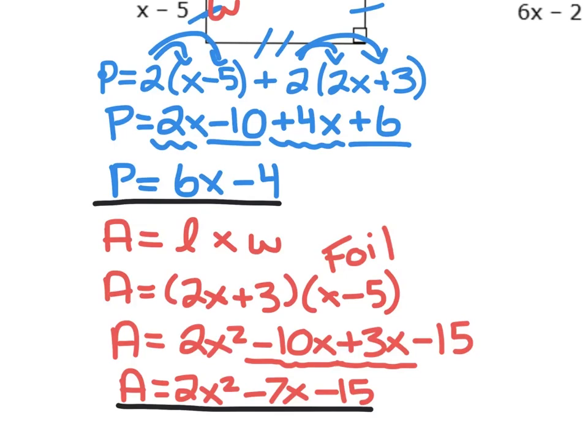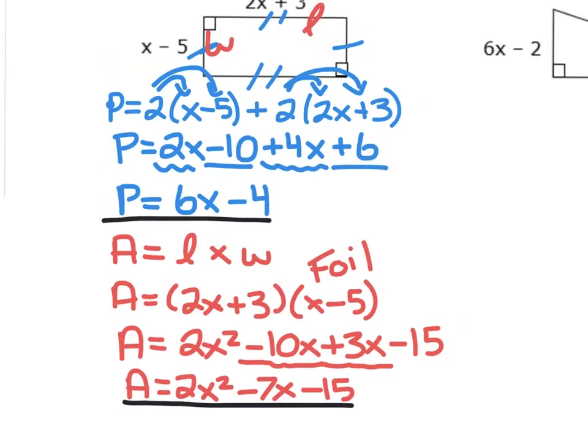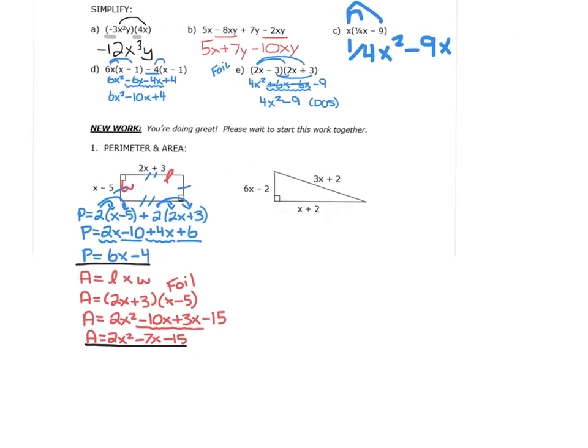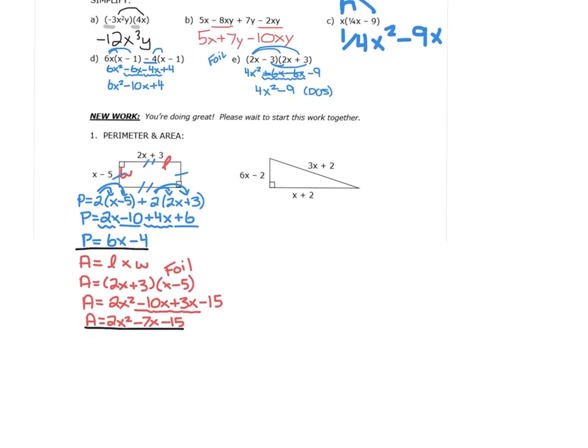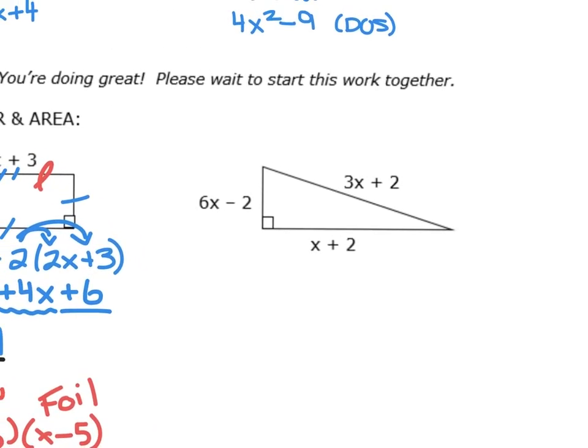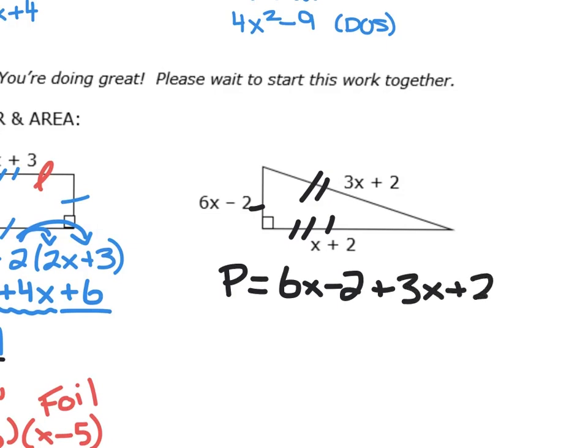Let's try this with another shape. Let's try it with a triangle. Okay. So starting with the perimeter, we know the perimeter would be adding up all the different sides here. So that's exactly what we'll do. We'll do 6x minus 2 plus 3x plus 2, and then plus x plus 2.